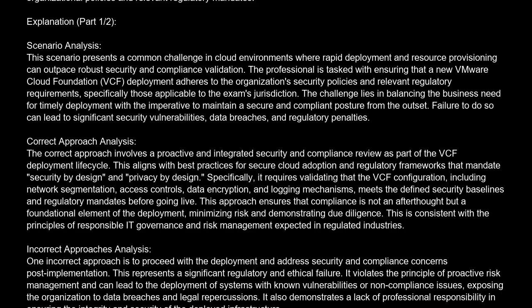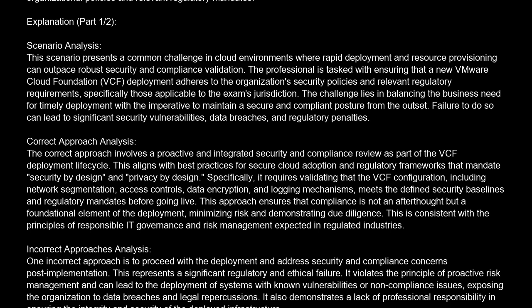This is consistent with the principles of responsible IT governance and risk management expected in regulated industries. Incorrect approaches analysis. One incorrect approach is to proceed with the deployment and address security and compliance concerns post-implementation. This represents a significant regulatory and ethical failure.